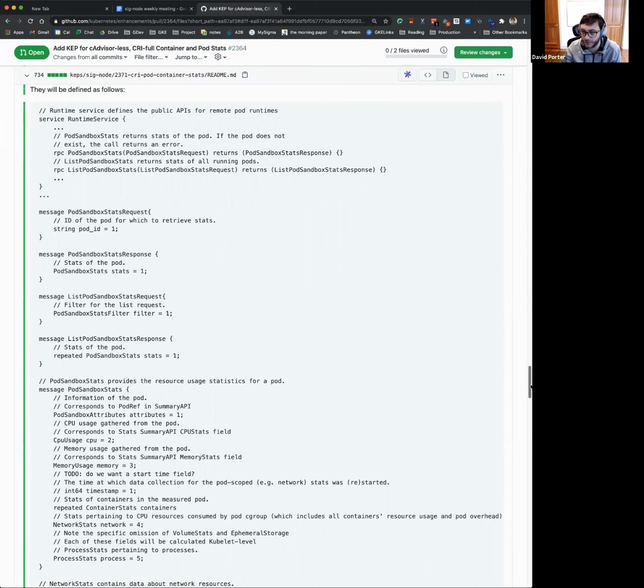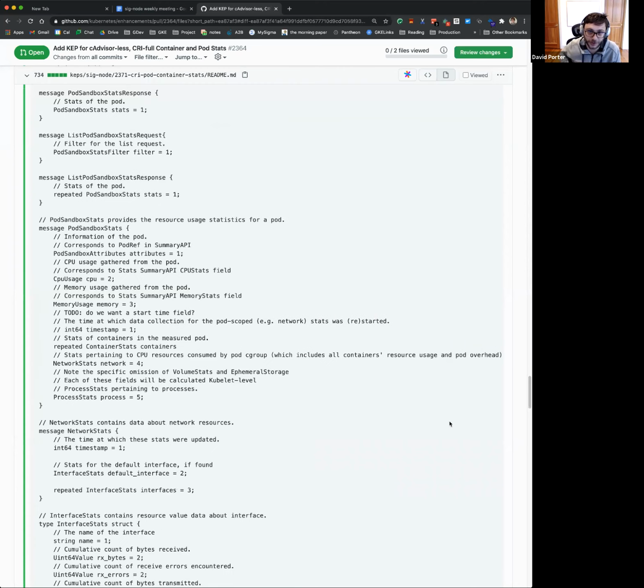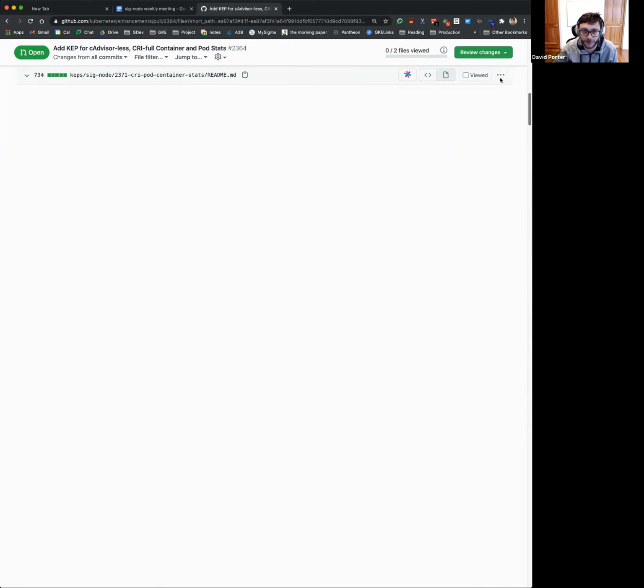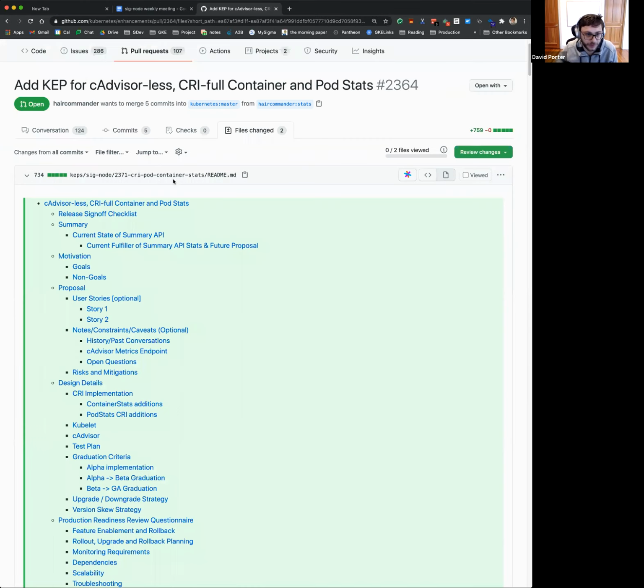And the other thing is probably just in general around if this direction makes sense, and if people are on board with moving more of this metric collection into the CRI layer. I think that's the other big question. Yeah, so if anyone has any thoughts, feel free to jump on the PR. There's already been a good amount of discussion there. So I think that's my main ask.